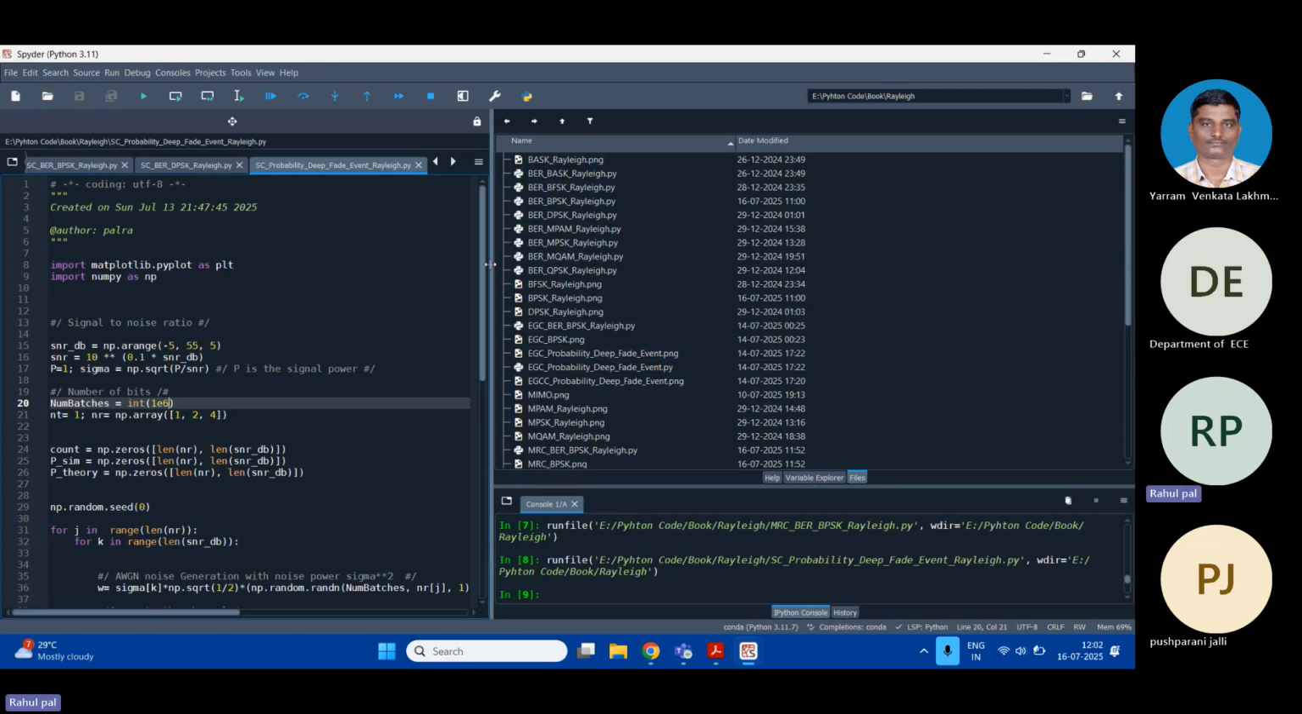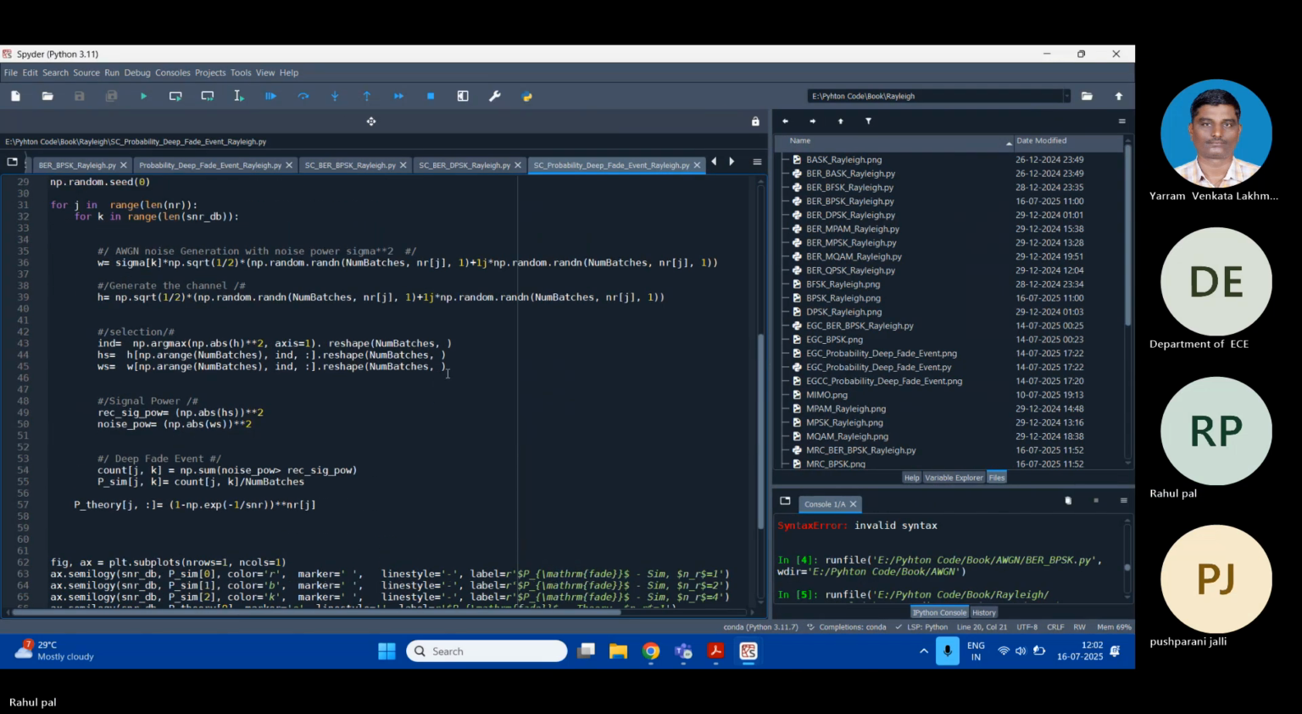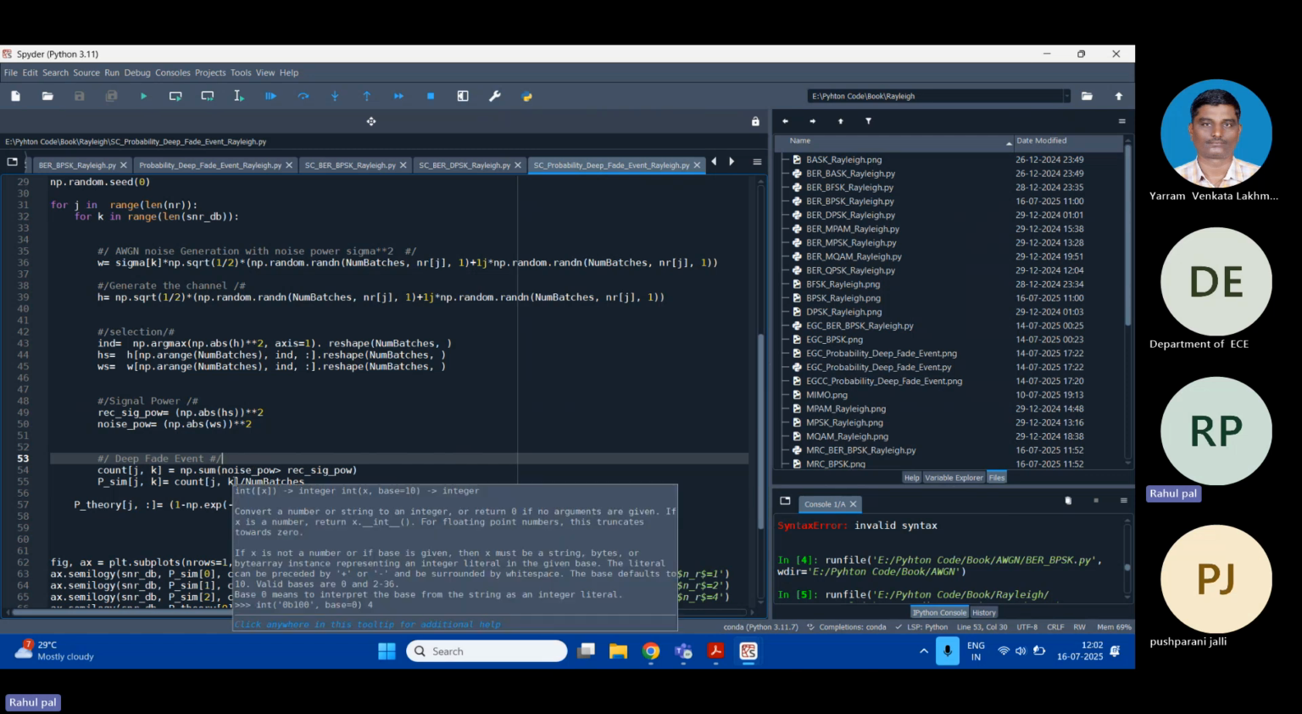The code is already shared with you. So simply we are choosing the channel. Okay, the channel is a very strong channel because it will give the maximum gain. Then we make a channel index, and finally we are calculating the received signal power and the noise power, and we are calculating the number of events.